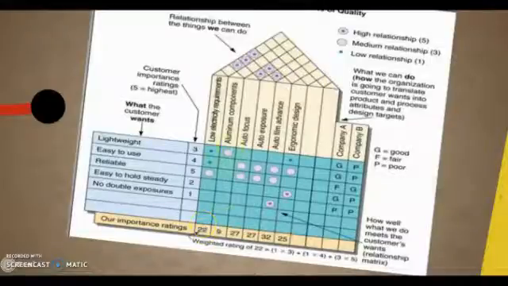Similarly, if in a column there's just one relationship and correlation represented, how will we do it? The medium relationship between the lightweight and the aluminum components represents a score of 3. And 3 multiplied by 3 will give us our importance rating of 9. And this is how our importance rating will be calculated.